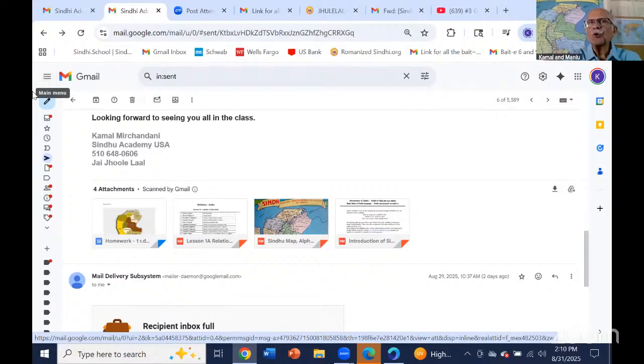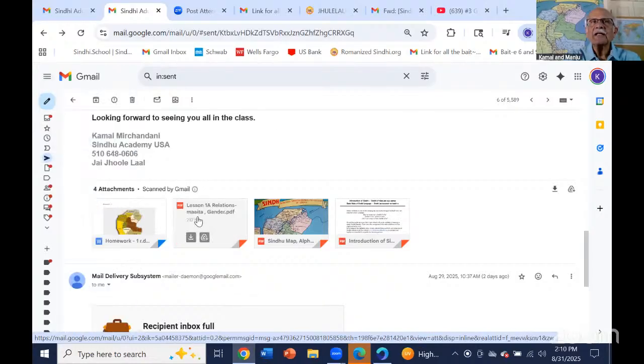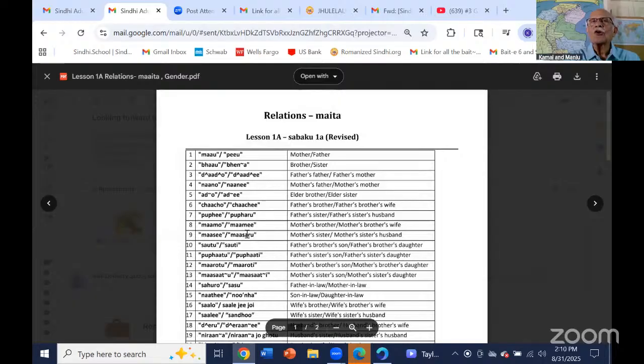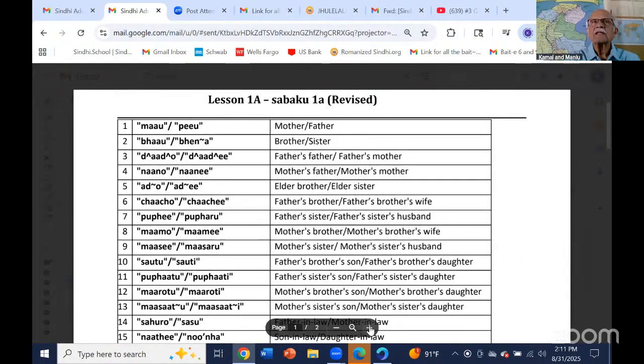Now I'll show you one example here today. This lesson you must have got. If you have printed it, let me take you through this. Lesson number 1, sabakku. Now what are these words here we are going to learn? We talked about gender, correct? Sindhi is a gender-based language. Another good thing about the Sindhi language I'll tell you is this.